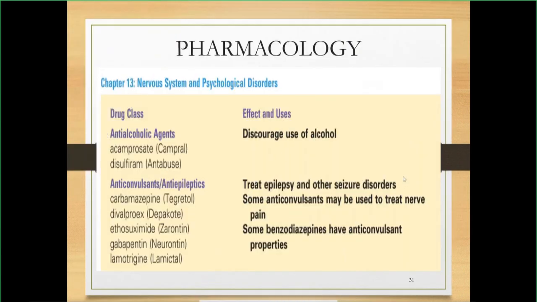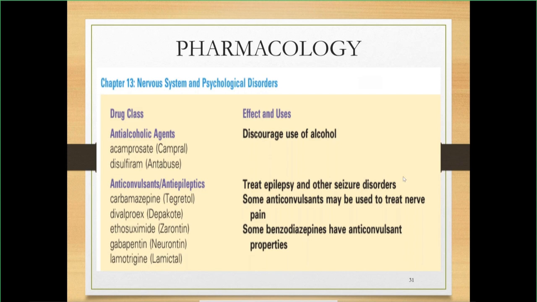Pharmacology for Chapter 13, Nervous System and Psychological Disorders. Drug class, effect and uses: anti-alcoholic agents discourage use of alcohol. Examples: acamprosate or Campral, disulfiram or Antabuse. Anticonvulsants or antiepileptics treat epilepsy and other seizure disorders. Some anticonvulsants may be used to treat nerve pain. Some benzodiazepines have anticonvulsant properties.